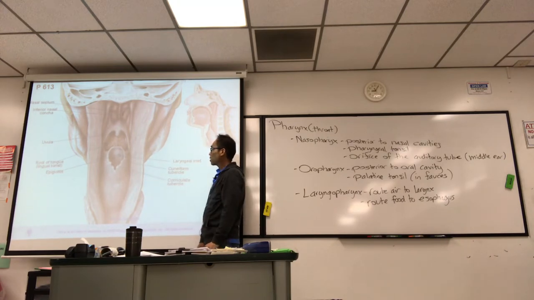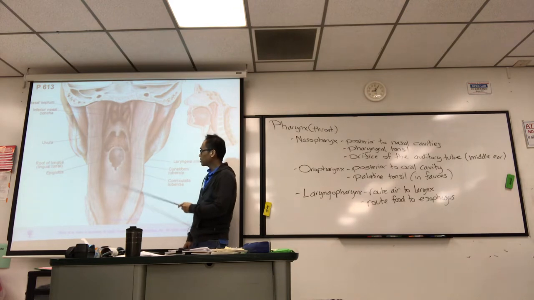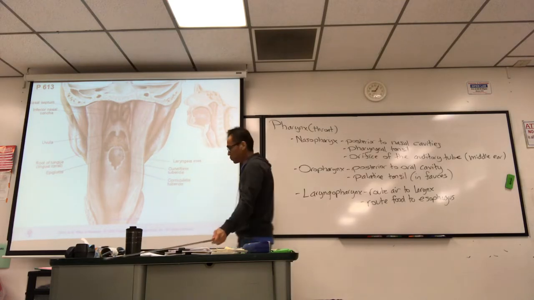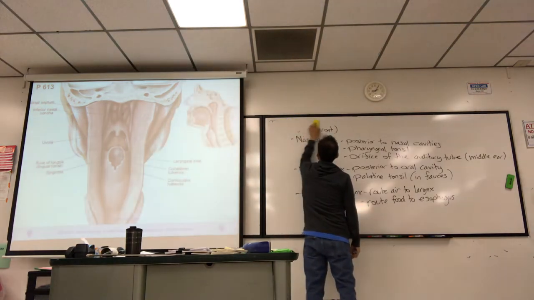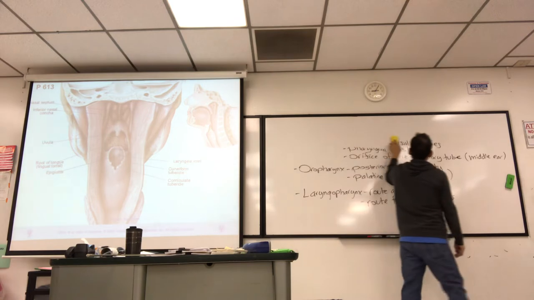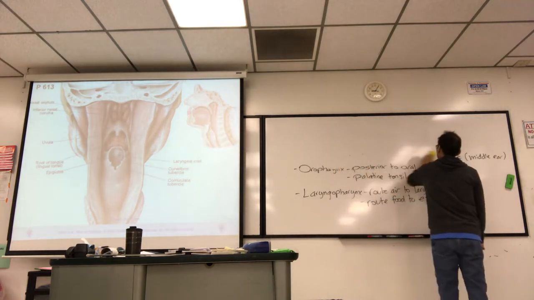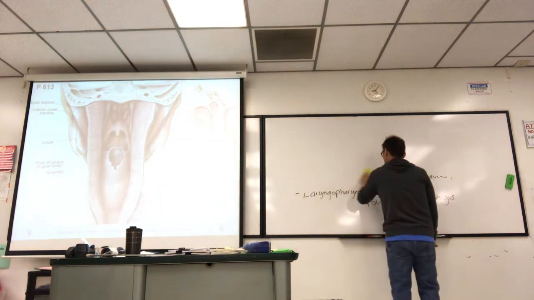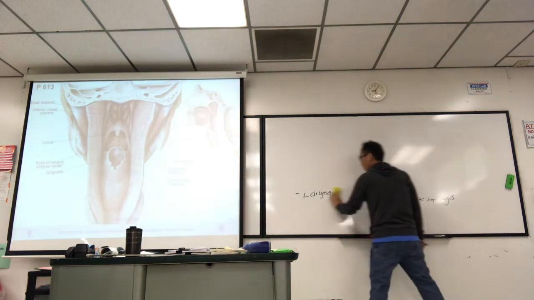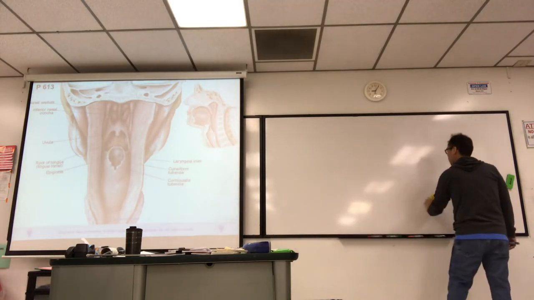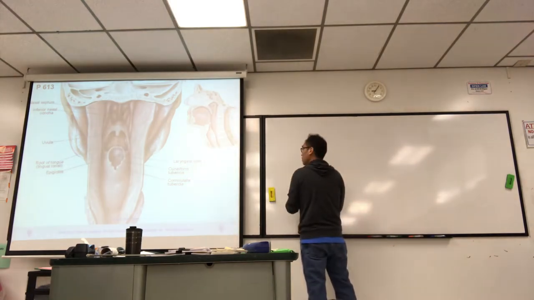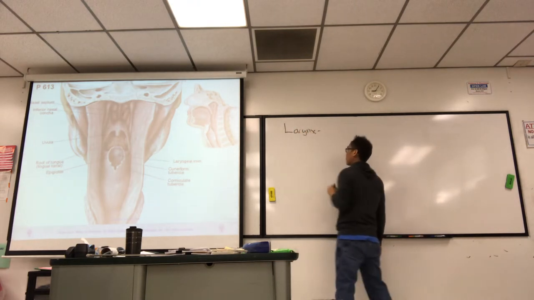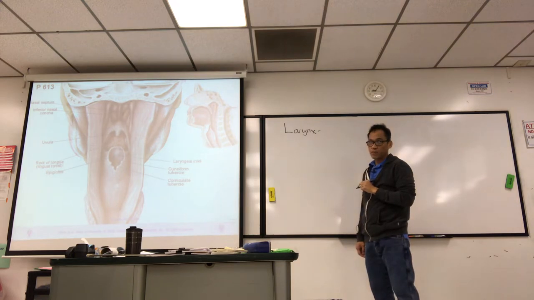On this picture here, this flap sticking up is the epiglottis. And these two bumps are tubercles. You need to know the cuneiform and corniculate tubercles. The larynx is responsible for voice production. We call it your voice box.